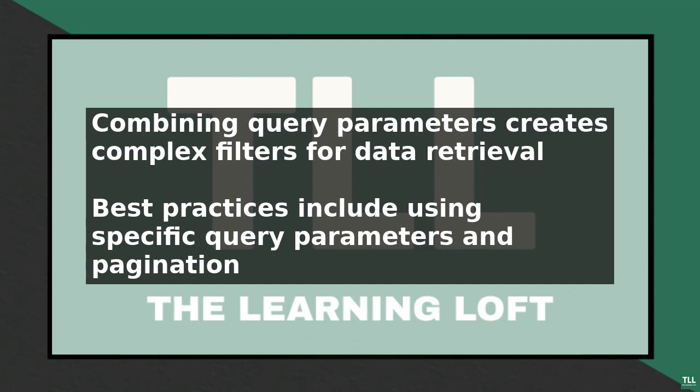Conclusion. Filtering the Bill.com API SDK is a powerful way to narrow down data to specific information you need. By understanding the basics of the API and using query parameters, you can create complex filters to retrieve the data you need. By following best practices, you can improve performance and reduce unnecessary data transfer.